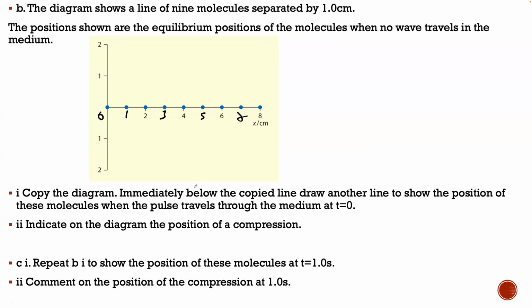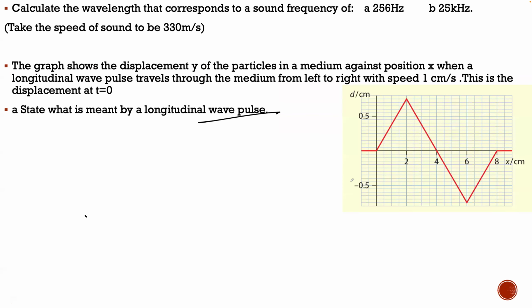But copy the diagram immediately below the copied line. Draw another line to show the positions of these molecules when the wave pulse travels through the medium at time t0. I'm going to draw another line below it on the same graph, and we'll show how these particles 0, 1, 2, 3, 4, 5, 6, 7, 8 would be moving at time t0. So going back, at time t0, this is the peak. That's clearly said.